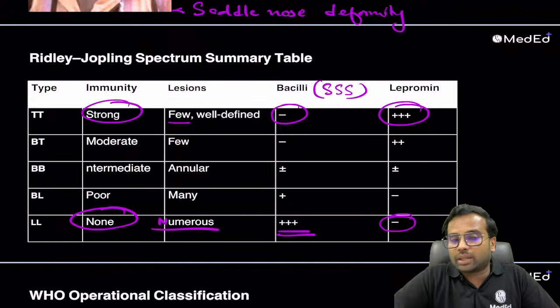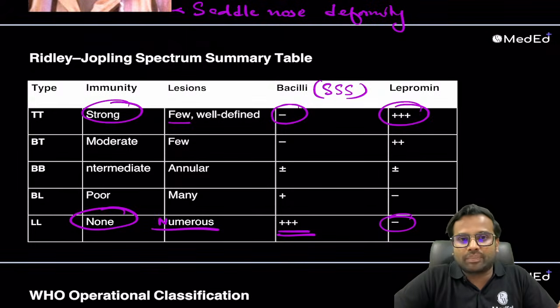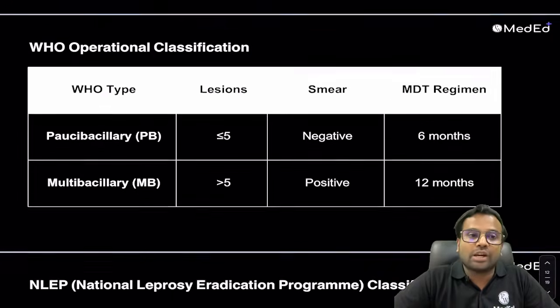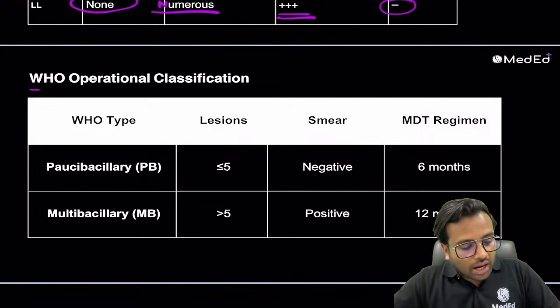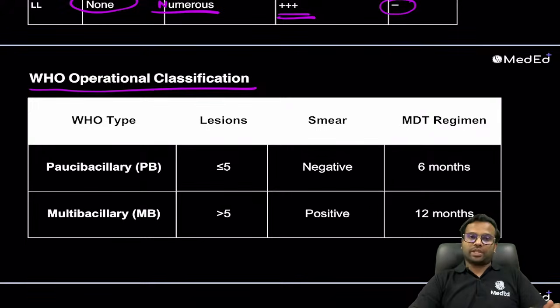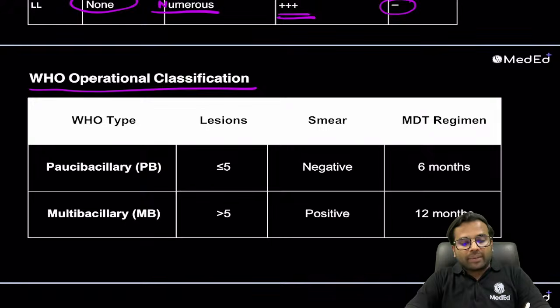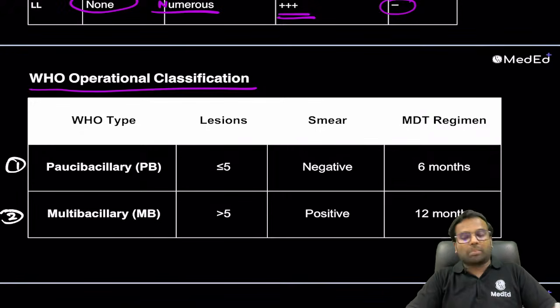ये सब करने के बाद आपका diagnosis तो हो गया, पर diagnosis as leprosy करने के बाद how do you treat leprosy is not based on Ridley-Joplin. ठीक है? Ridley-Joplin is not used for the treatment purpose. For the treatment purpose, we use this one, which is called a WHO classification. So what happens in a WHO classification is we simply divide leprosy into 2 types. First one is paucibacillary, second one is multibacillary.